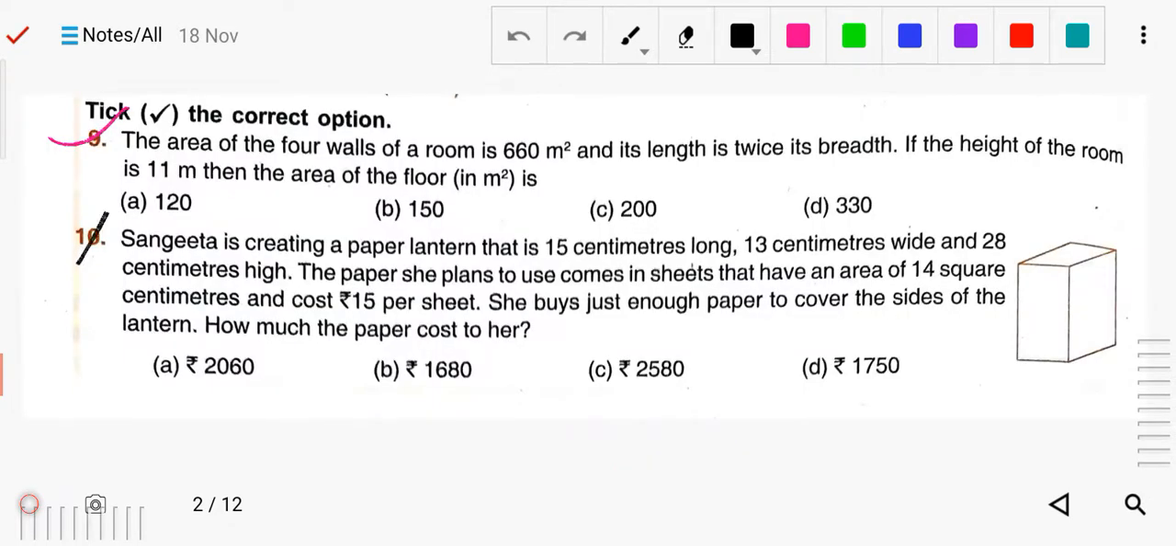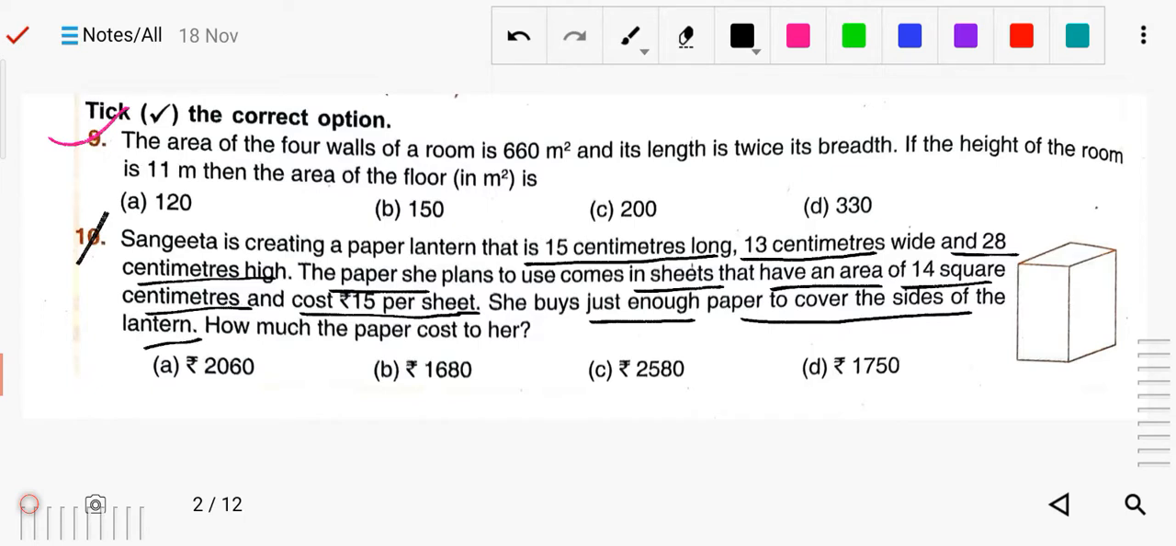Now next, question number 10. Sangeeta is creating a paper lantern that is 15 centimeter long, 13 centimeter wide and 28 centimeter high. The paper she plans to use comes in sheets that have an area of 14 square centimeters and the cost is 15 rupees per sheet. She buys just enough paper to cover the sides of the lantern. How much does she pay for the paper?